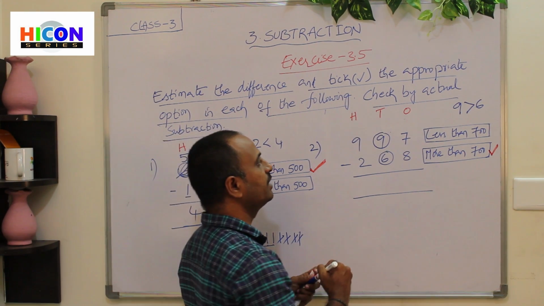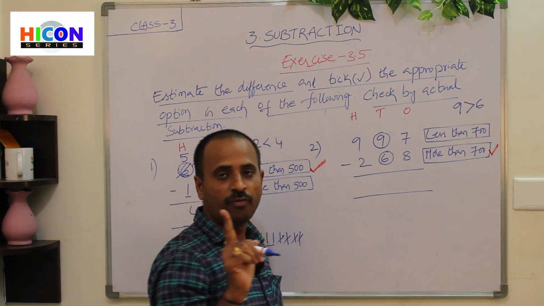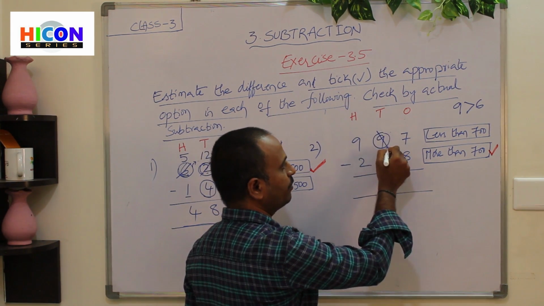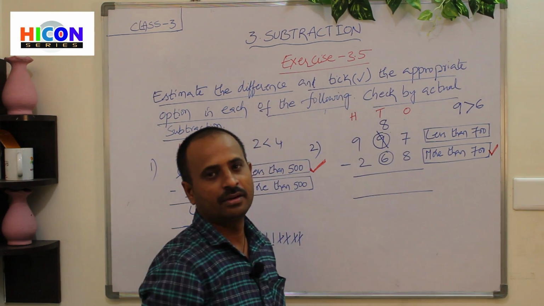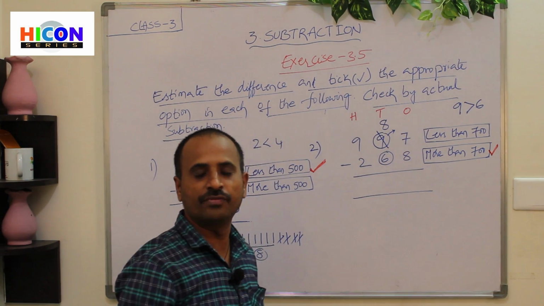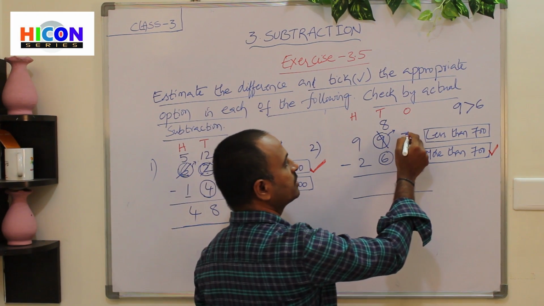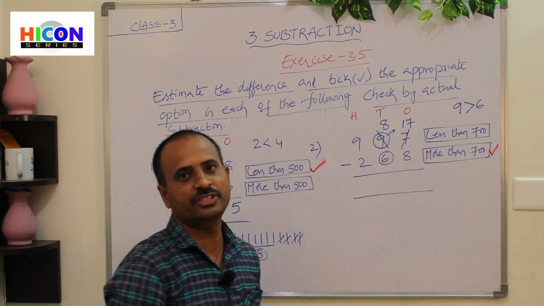How many tens are there? There are 9 tens. Borrow 1 ten from 9 tens. If we borrow 1 ten from 9 tens, how many tens will remain? 8 tens will remain. And carry the 1 ten to the ones place. It becomes 10 ones. Already there are 7 ones, so the total becomes 17 ones. Now do the subtraction.